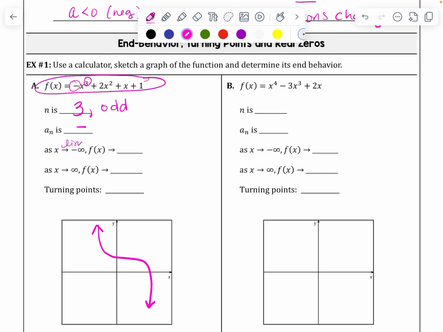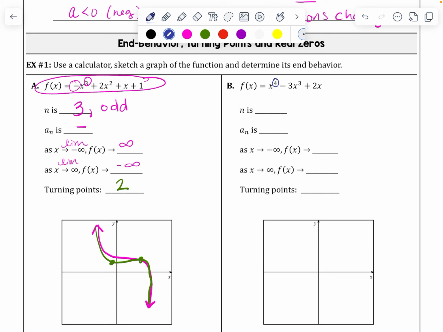So the limit as x approaches negative infinity, f of x is going to go to positive infinity, that's to the left. And the limit as x approaches infinity to the right, we know it's going to go down to negative infinity. And our turning points, it actually looks a little bit more rounded when I graph it. Here and here are the turning points. There are 2 turning points. Let's look at the next one.